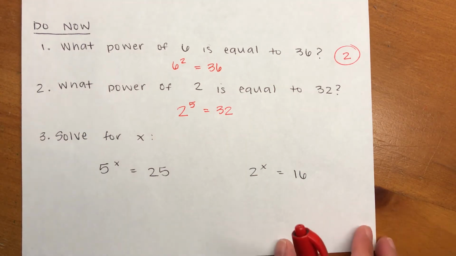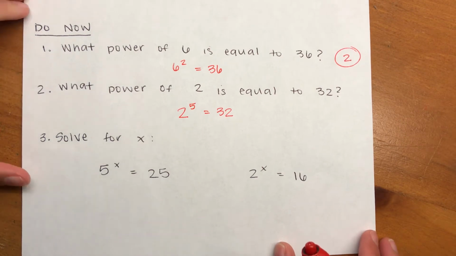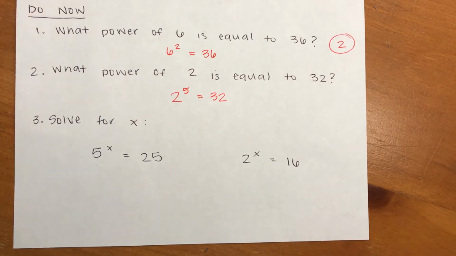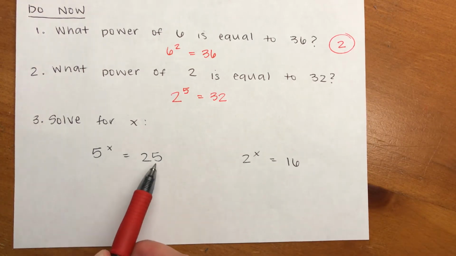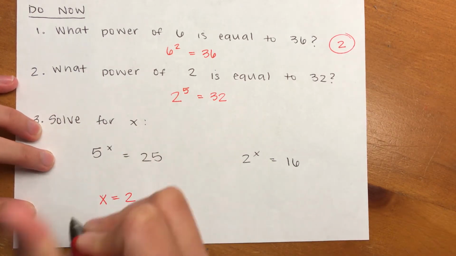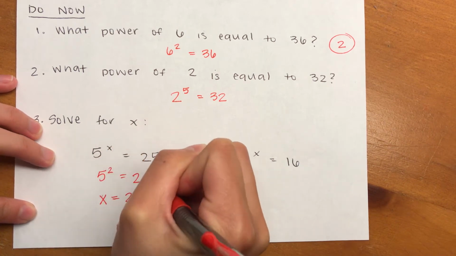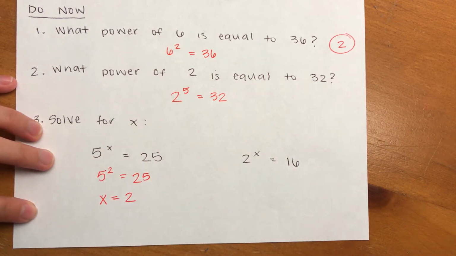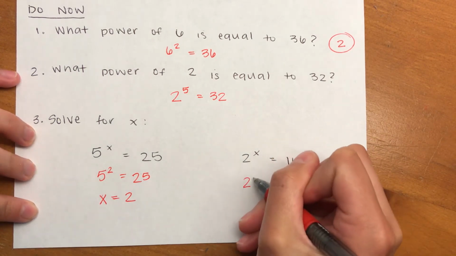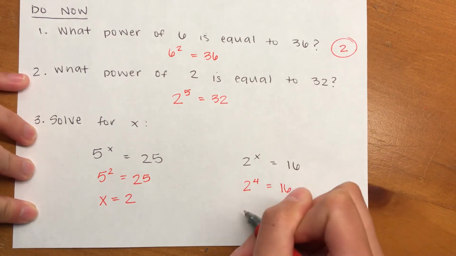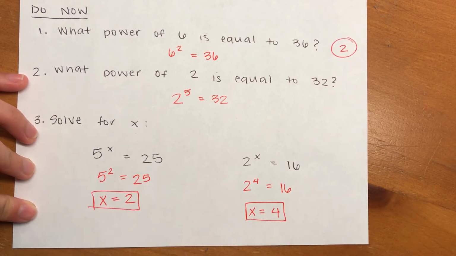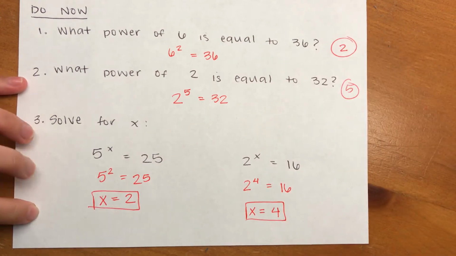All right, very similar thing for number 3, solve for x. 5 to the x equals 25. So I'm asking myself the same question, 5 to what power equals 25? We should be getting that x equals 2, because 5 squared equals 25. And we just saw in my calculator that 2 to the 4th power is equal to 16. So in this case, x equals 4. And my answer here was 5.